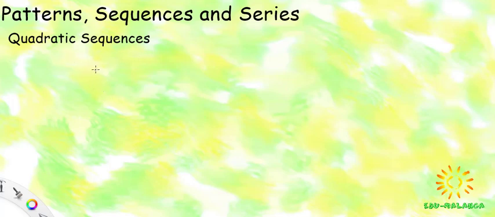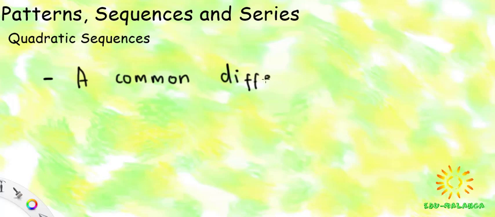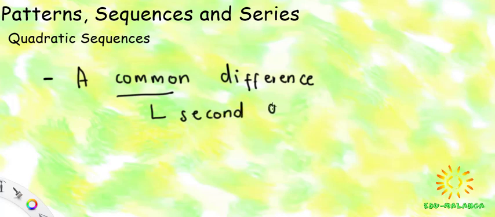We've looked at two other kinds of sequences on this channel. We looked at arithmetic sequences and geometric sequences. The quadratic sequence is similar to the arithmetic sequence, but there's a common difference here as well, a common difference, but it is the second difference. So let's get started, for example, and build our own quadratic sequence so you understand.